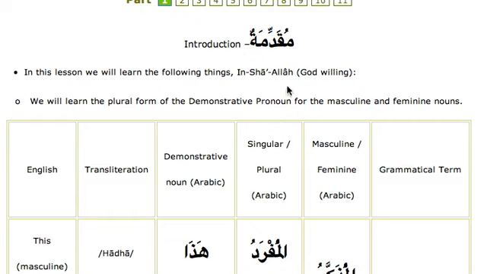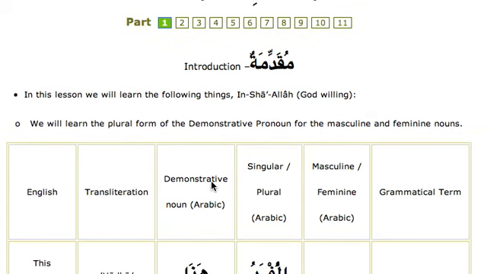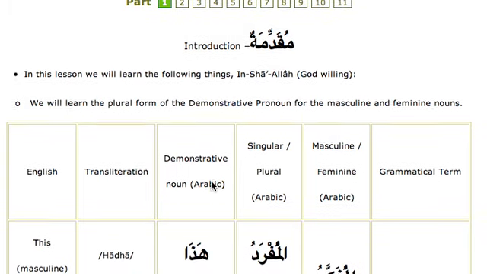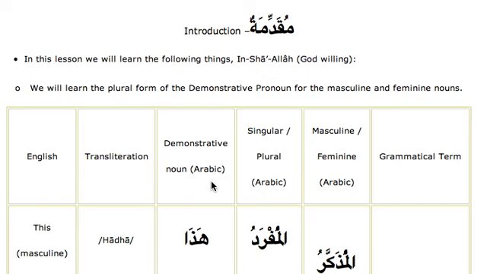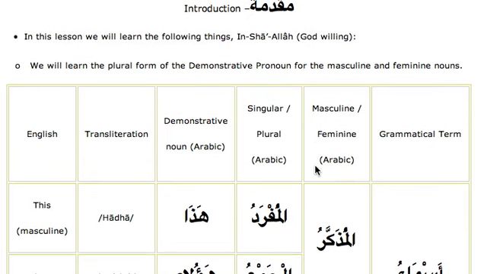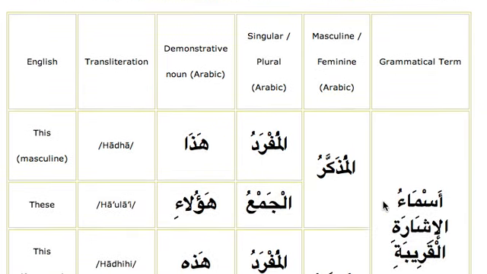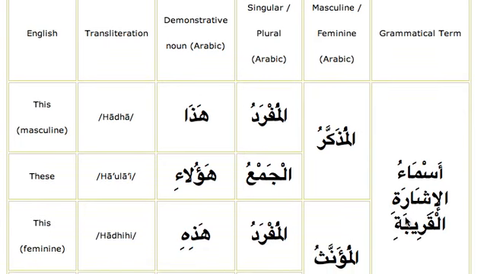Okay, let's do section 13. In this lesson, we will learn the following things. Inshallah, we will learn the plural form of the demonstrative pronoun for the masculine and feminine nouns. The near demonstratives, that's the things that are close. The names of the things that are close.